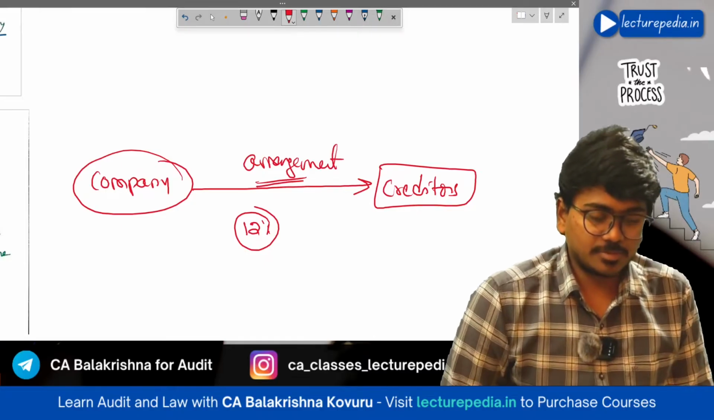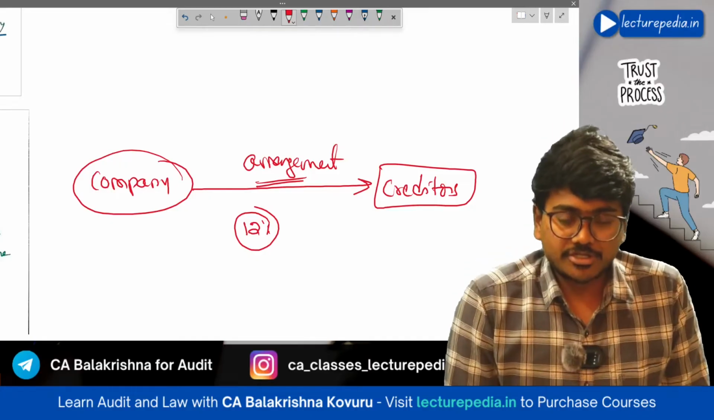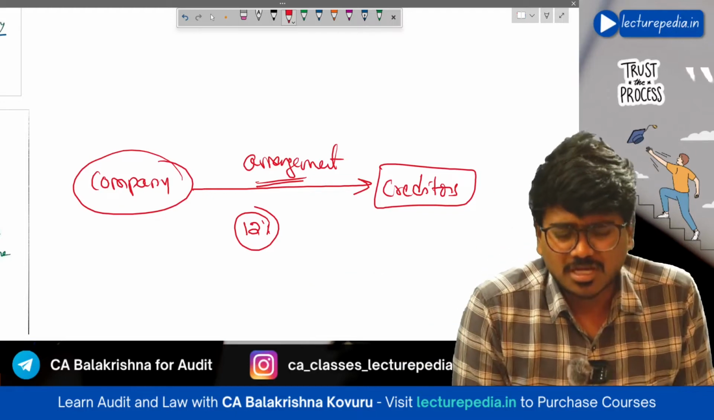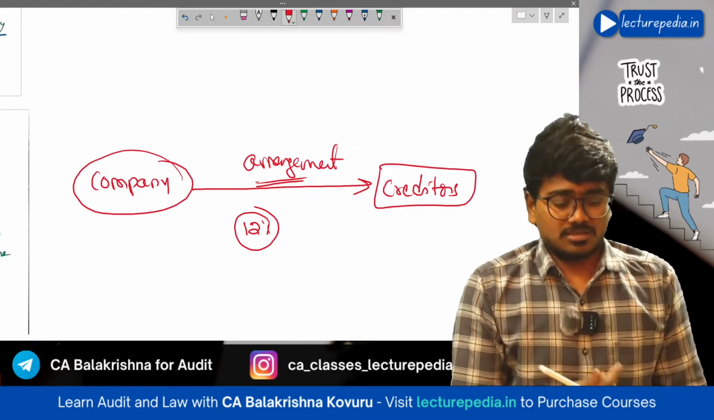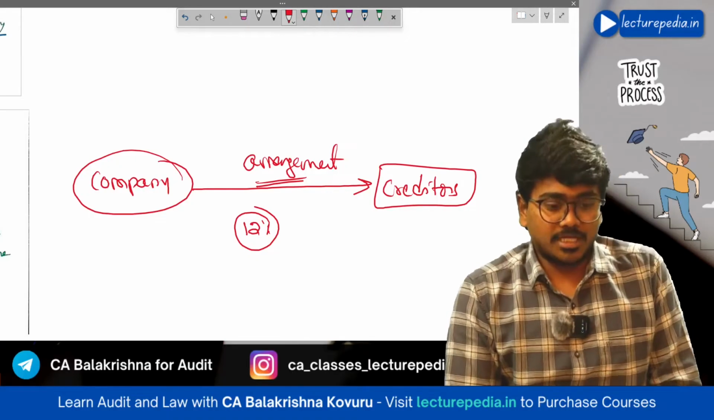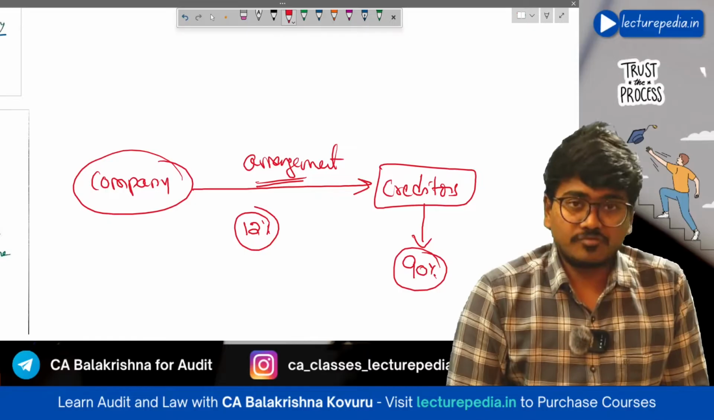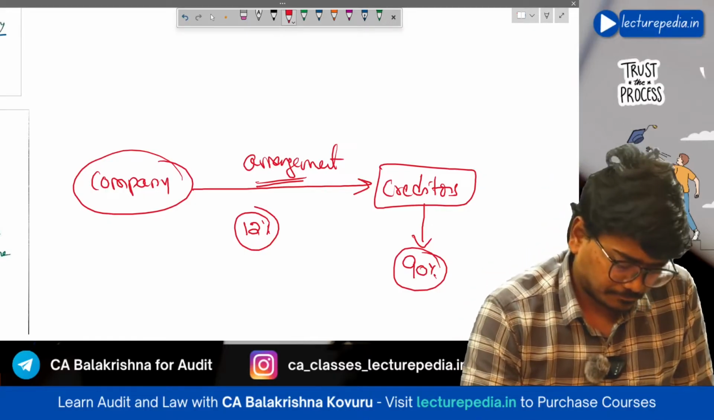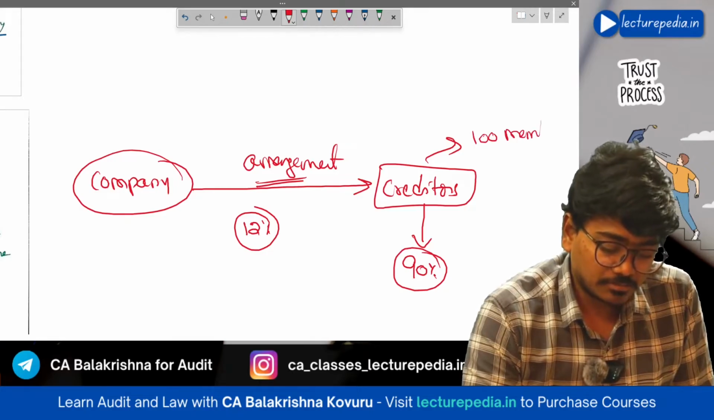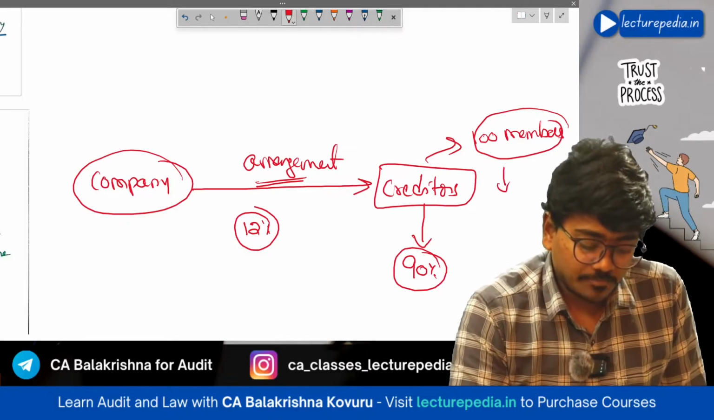Now, for this arrangement to happen, you have to make an application to the tribunal. Once you make an application with the tribunal, the tribunal will ask for conducting the meeting of creditors. Now, if you want to conduct the meeting, some expenditure will be involved. So, in order to avoid that expenditure, what the company can do is, if 90% of value of these creditors, let's say total creditors are 100 members, and to these 100 members company owes some 1000 crores.